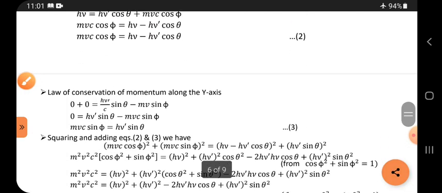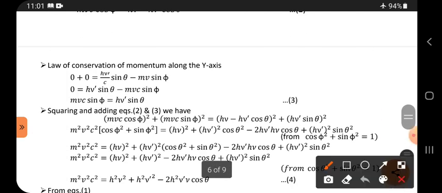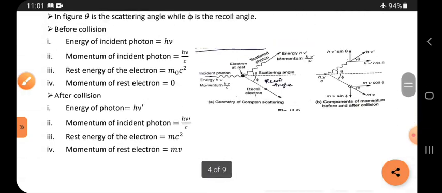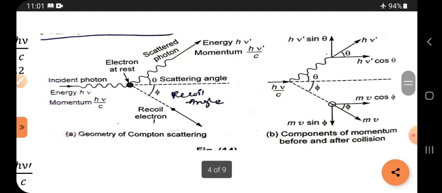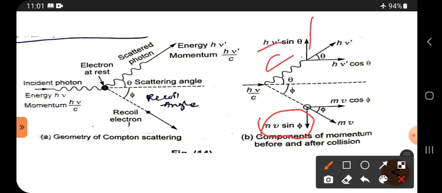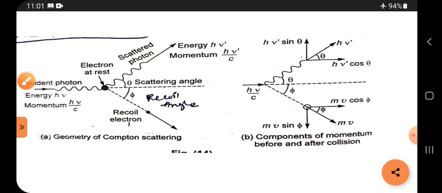Next, the law of conservation of momentum along y direction. I have just shown you along y direction sign values will come, but here a minus has come. Why? Phi is downside, theta is upside. See here in the diagram. mv sin phi is downside, h nu dash by c sin theta is upside. So if one is positive direction, the other is negative direction. That is why here minus is attached.